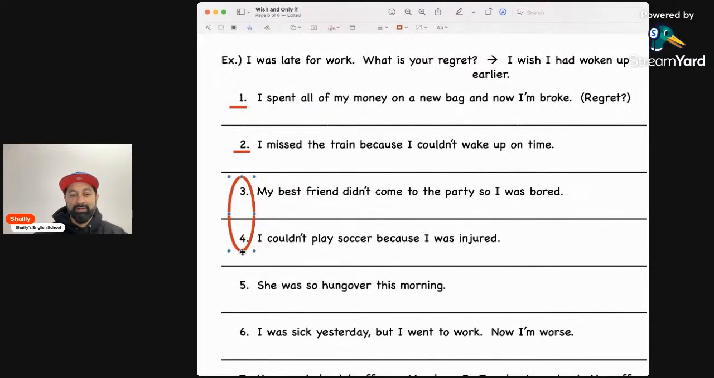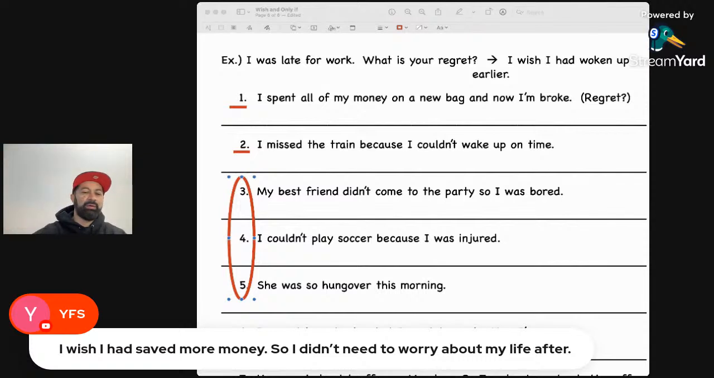All right, so number 1. I spent all my money on a new bag and now I'm broke. What does she wish? What is her regret? YFS, I wish I had saved. I wish I'd saved more money so I didn't need to worry about my life after.